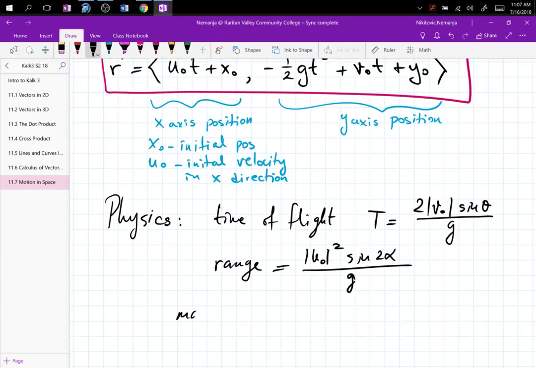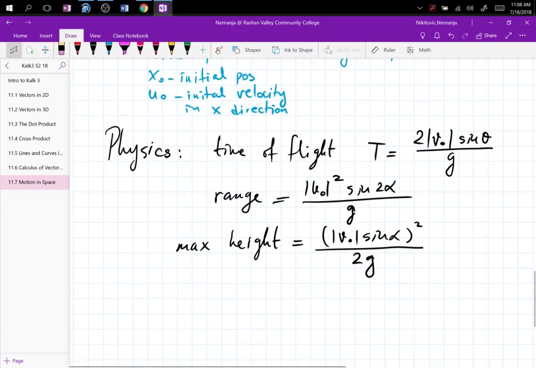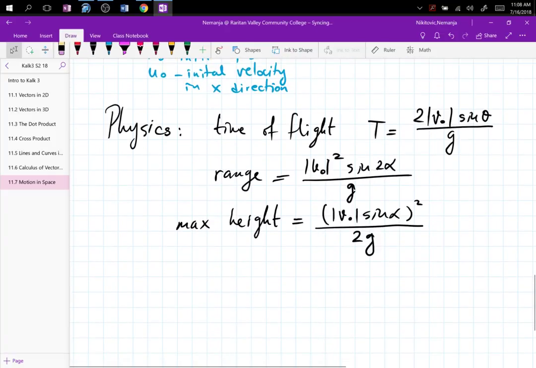And max height. Now, you don't really need to memorize these. There is a cool way, and that's what we're going to do now, to figure out the maximum height without memorizing the formula. I mean, if you love memorizing formulas, please, by all means. Right? There is a cool way to deal with the max height.